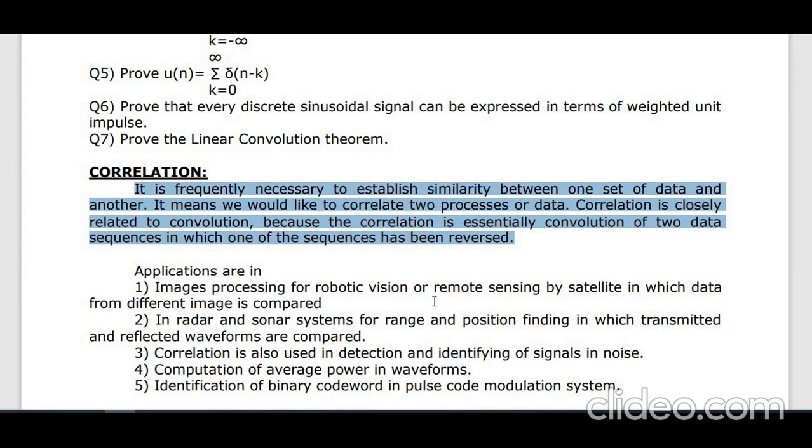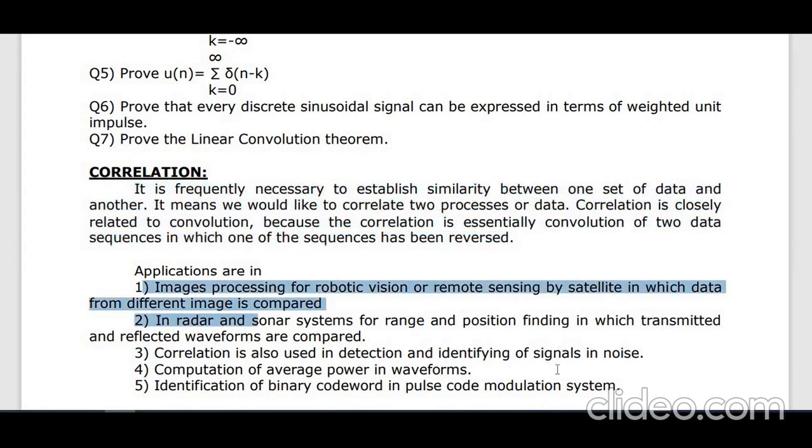The correlation is closely related to convolution, but there is a slight difference. What is that? Correlation is essentially the convolution of two data sequences in which one of the sequences has to be reversed. So that means when you find the convolution, one sequence will be made reverse. Actually, where do we use this correlation?